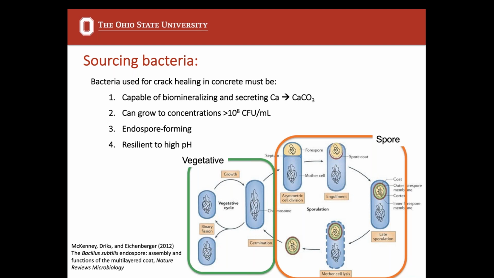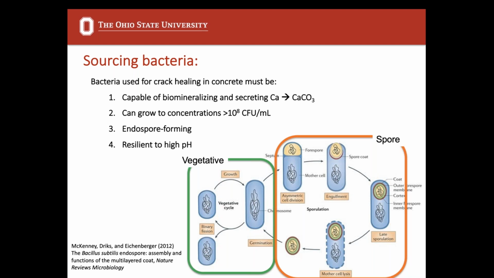We also need to be able to grow it to very high concentrations so that we have enough bacteria in the concrete to do the job that we want it to do. We also need bacteria that's endospore forming. I've shown a picture on the bottom of this slide that illustrates the differences in traits of the bacteria. So we have two states in endospore forming bacteria. One is called the vegetative state, and despite the name vegetative, that's actually where the bacteria is active and it's eating food and it's secreting calcium carbonate. So we need something that can be alive and growing and secreting, biomineralizing.